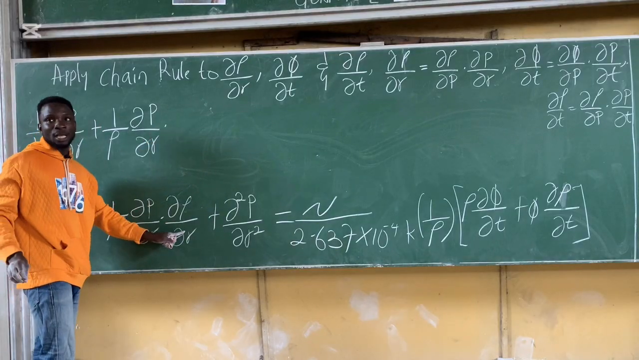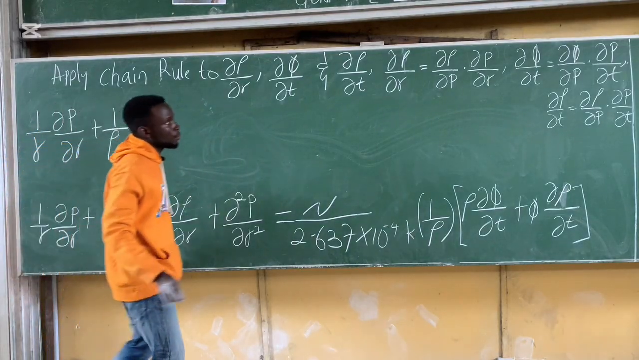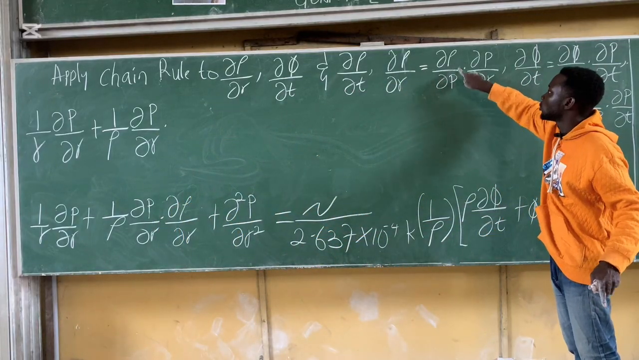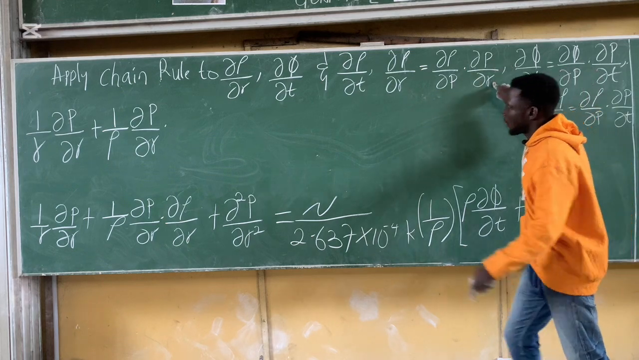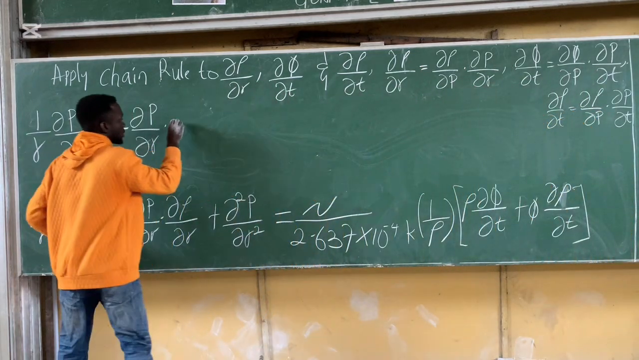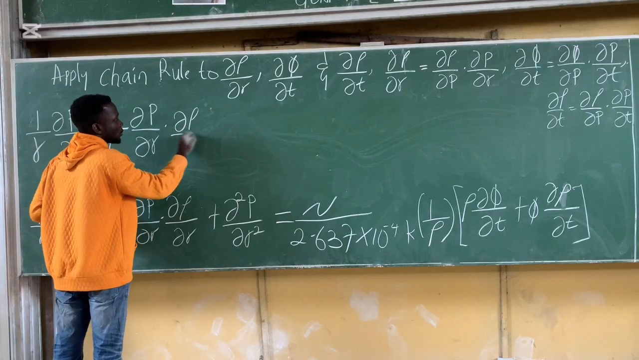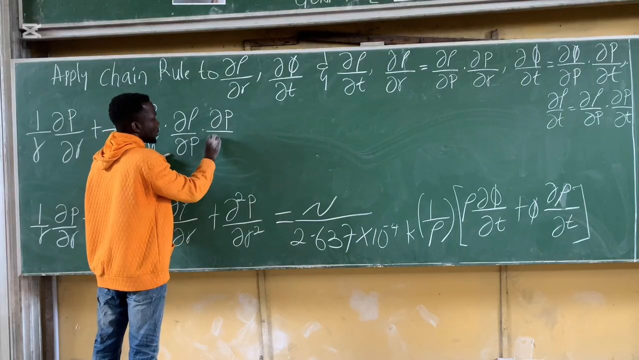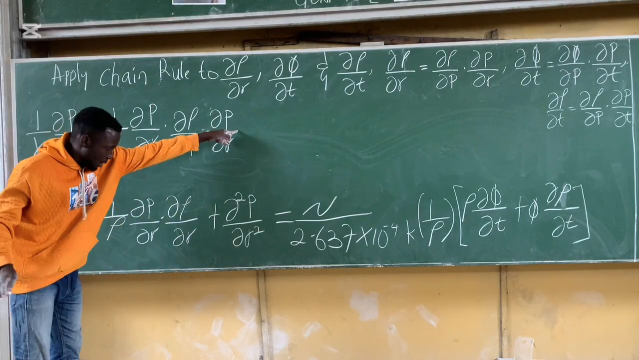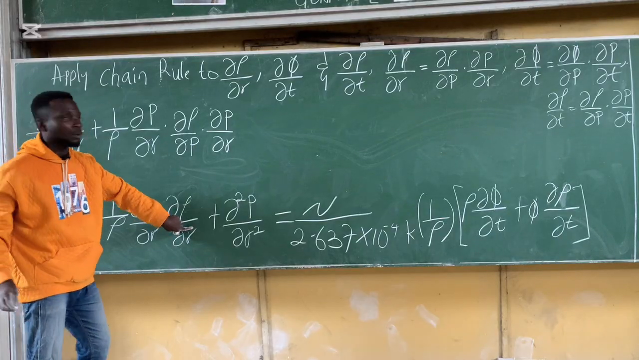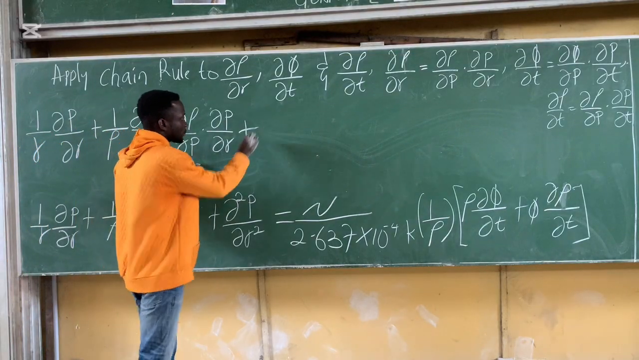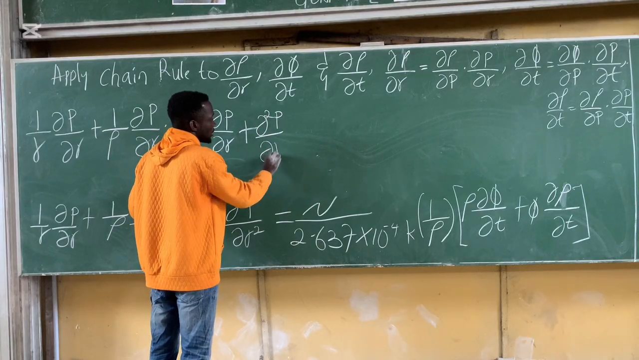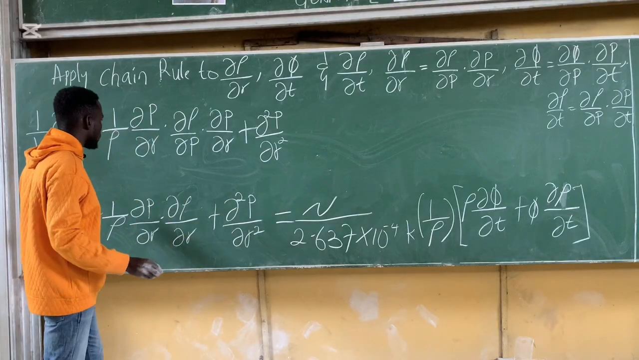Now if you look at this point here, we have what? The dρ dp. What is dρ dp like? From chain rule, dρ dp is equal to dρ dp dot what? Dp all over dρ. So we are going to write dρ dp dot dp dρ. So this one here now represents what? The dρ dp. Then plus the square of dp divided by dρ square. We are done with this one side.